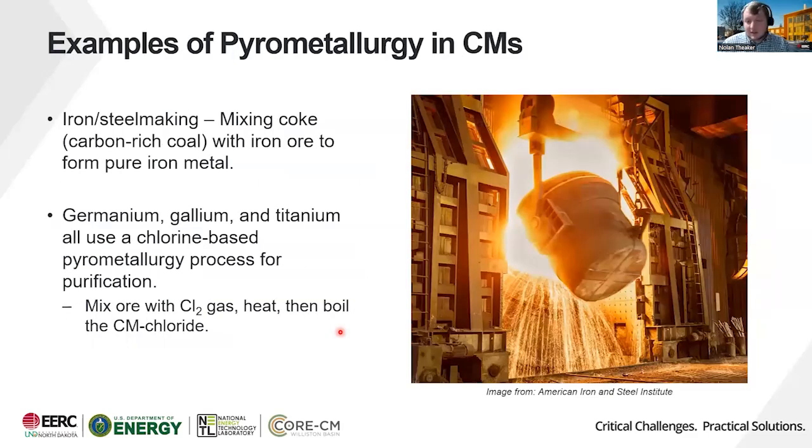Some of these examples, the prototypical one is iron and steel making, where I mix carbon-rich coal, the coke, with iron ore, and I'll eventually form a somewhat pure iron metal. Once again, this is only like 90 to 95% pure. So for a lot of critical minerals, that's nowhere near pure enough that you would need. But it still gets you from an oxide in an ore that's only about 60% to a 90% pure metal. And so it can change the form of the material.